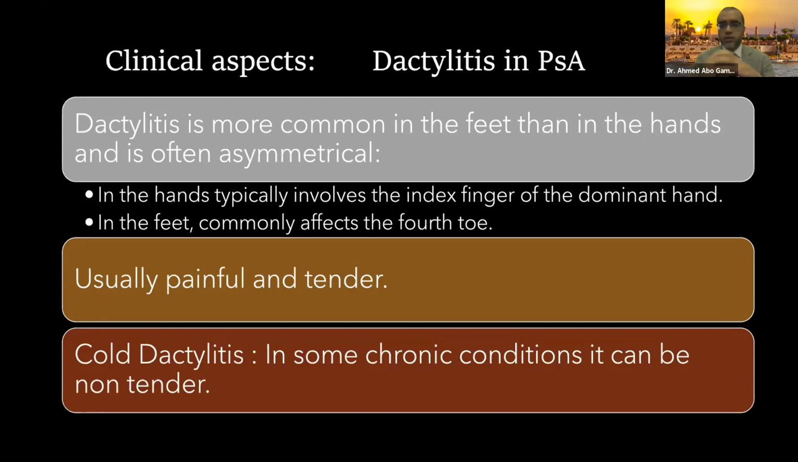Dactylitis is more common in the feet than in the hands, and usually happens asymmetrically, not on both sides. In the hand, it usually involves the thumb and index, usually in the dominant hand. In the feet, in some cohorts it appears in the fourth toe, and in other cohorts it commonly affects the first and fifth digit of the toe. So its prevalence could range across these patterns.